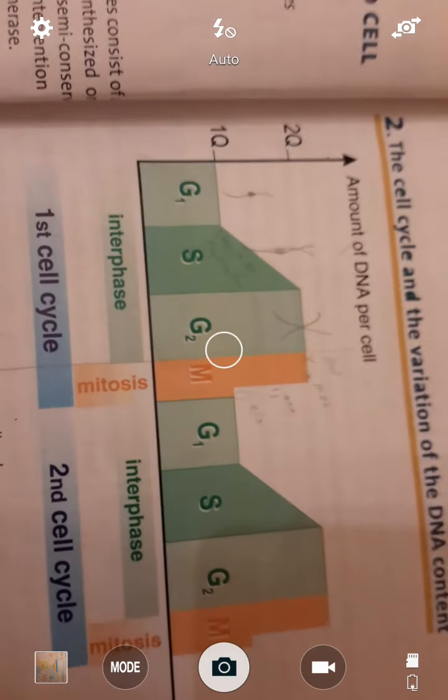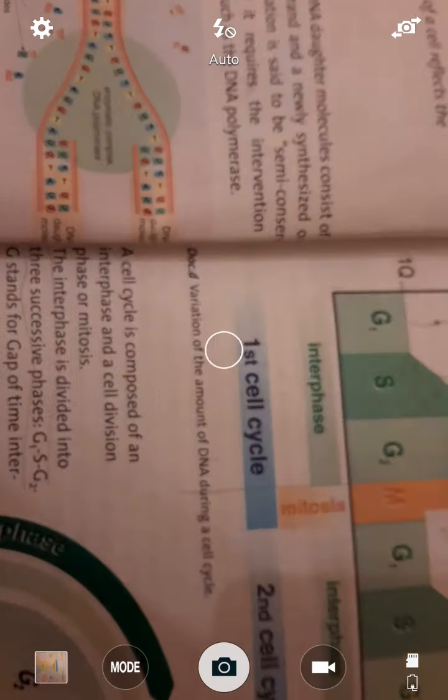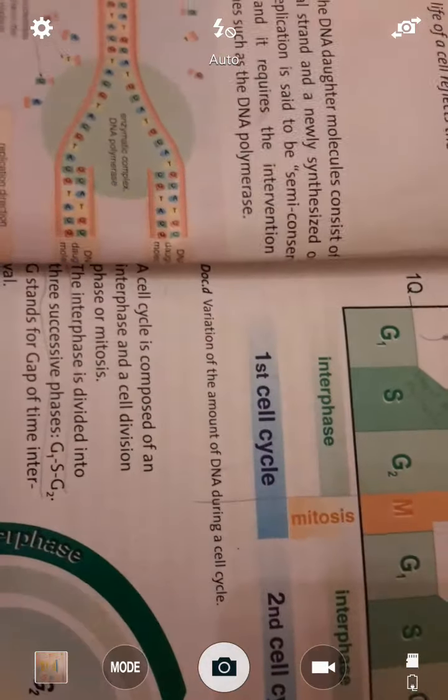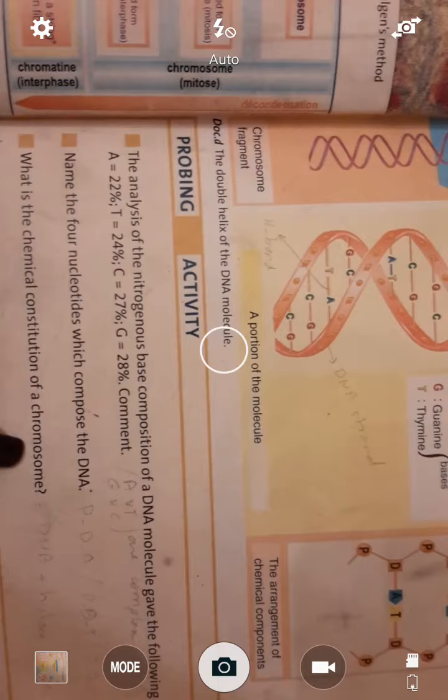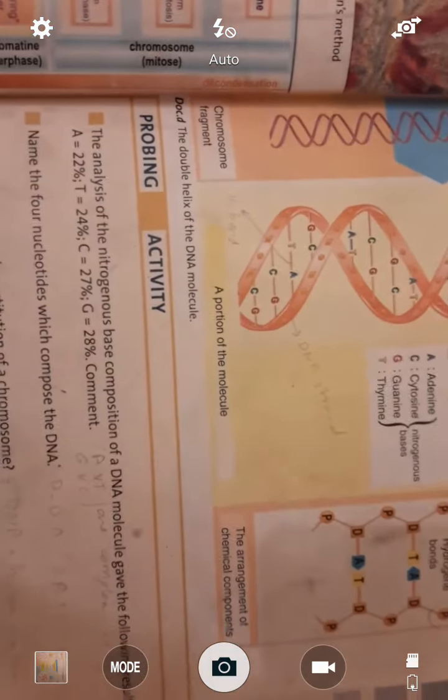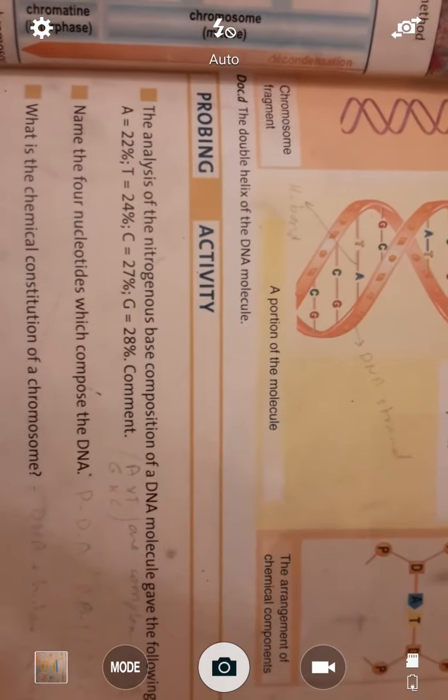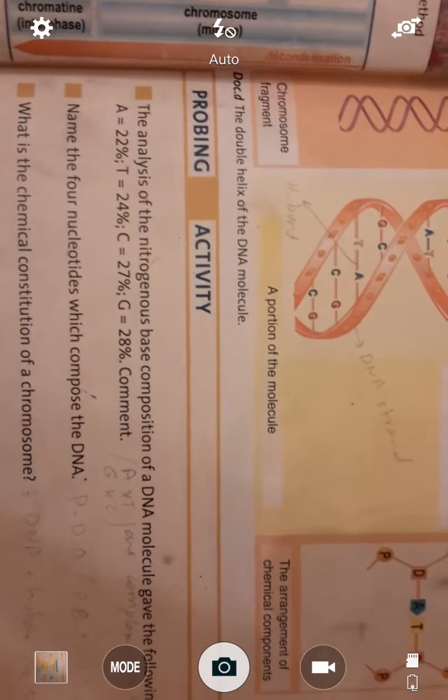But there is one thing I want to talk about here. What is the chemical constitution of a chromosome? When we talk about the chemical constitution of a chromosome, we mean what is the chromosome made up of? The chromosome is made up of DNA and protein. What protein are we talking about? Of course, we're talking about the histones that trap the DNA and make it a coiled or condensed structure.